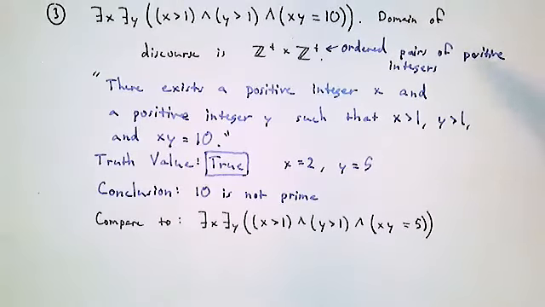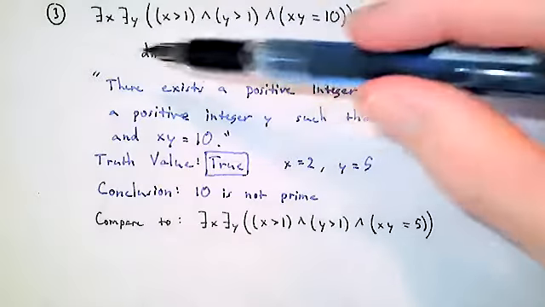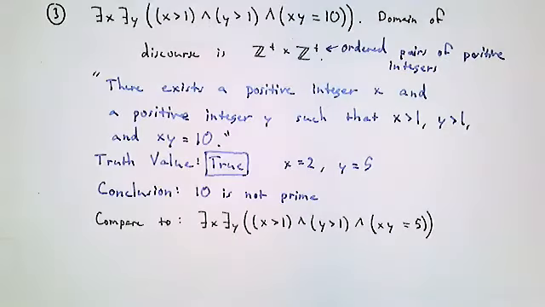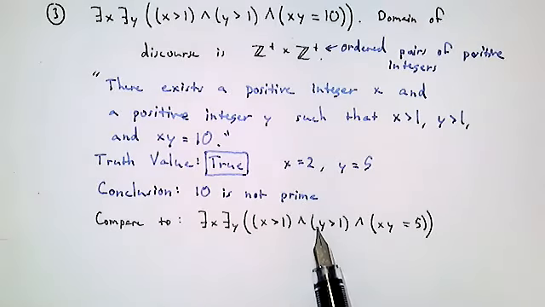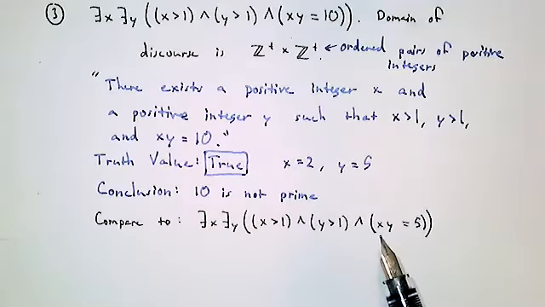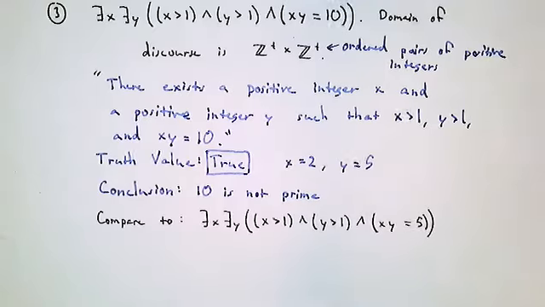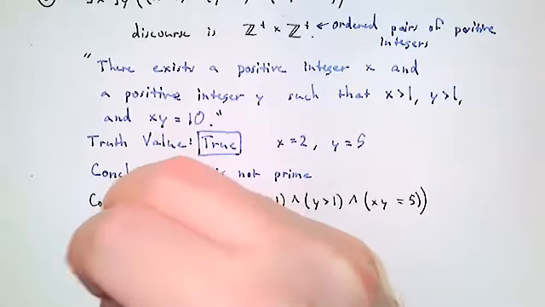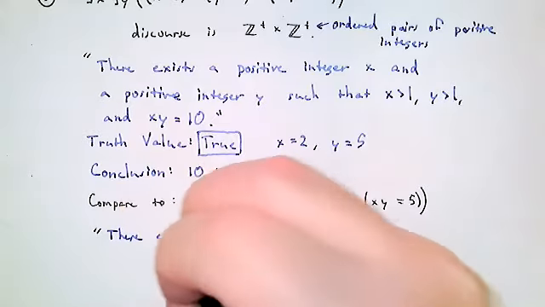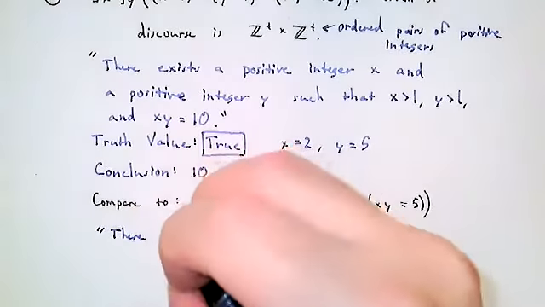Okay, so let's compare this first expression to this next one. So this one says there exists an x and there exists a y such that x is greater than 1, y is greater than 1, and x times y is equal to 5. Let me just write that down. And then you guys can think about the truth value while I'm writing.